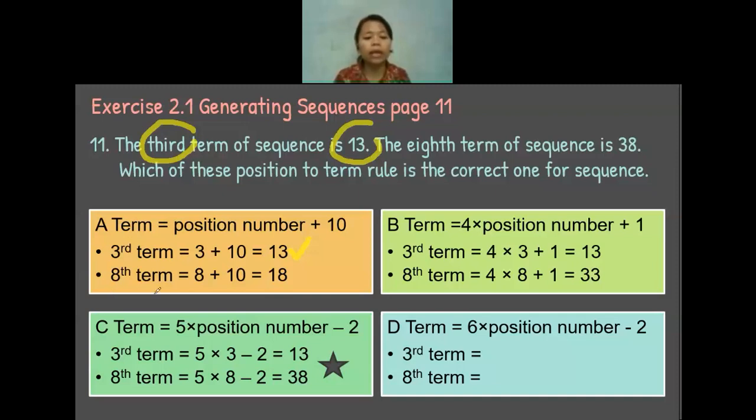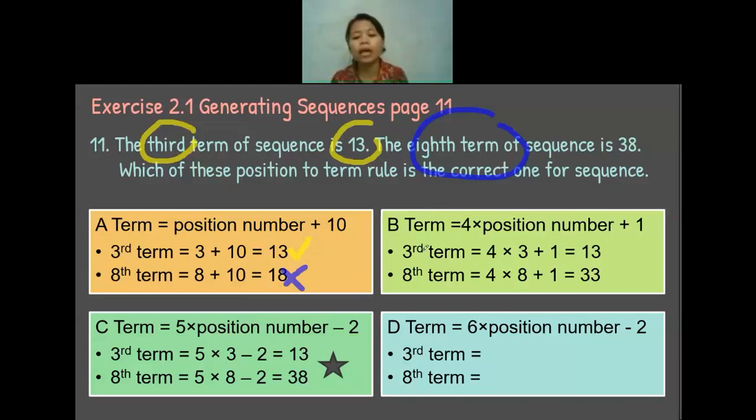Now the other one, for the eighth term. Why the eighth term? Because the question says it is the eighth term. So 8 plus 10 will be equal to 18. But the question says that the answer is not 18. So it means sequence A is a wrong sequence. So I will move to the next sequence.